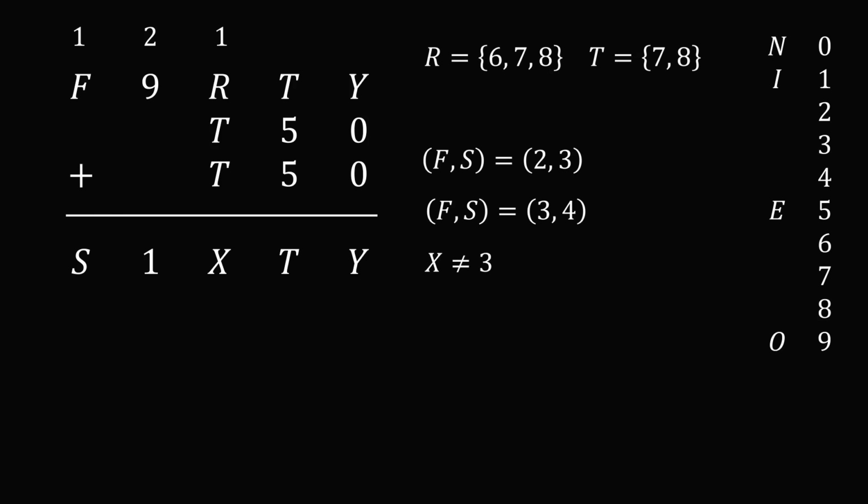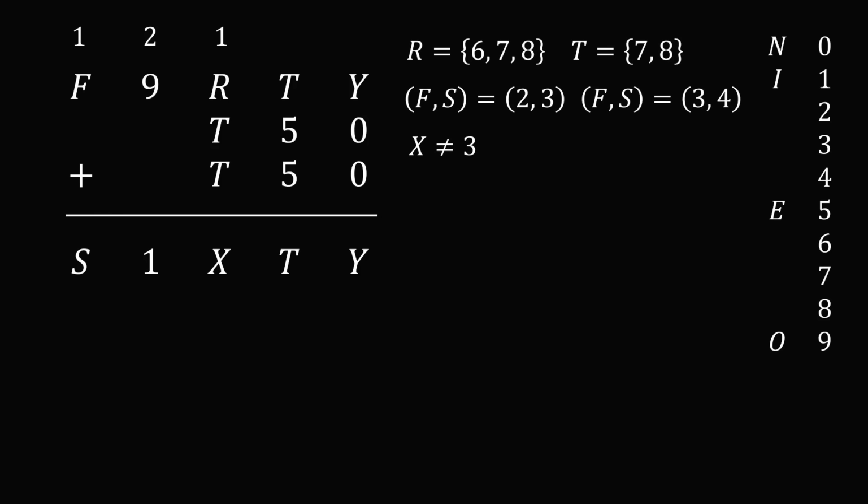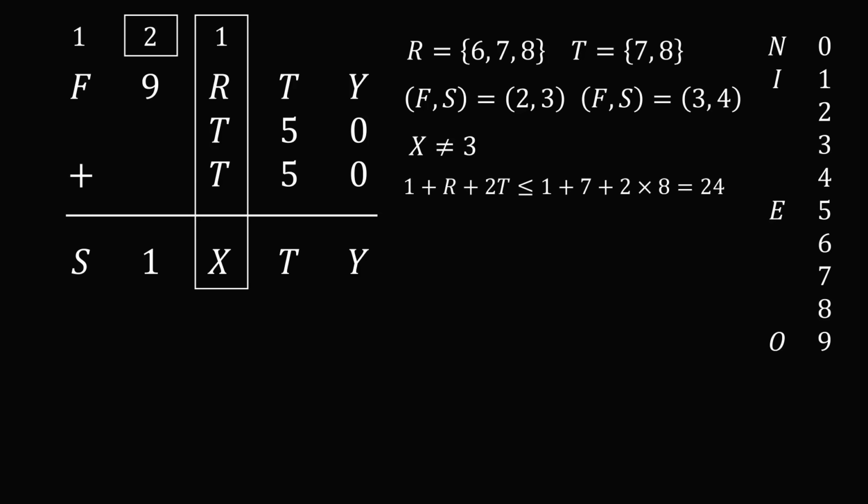So we figured out some possibilities, and now let's put it together. Let's go back to the sum in the third column. We know that we have a carryover of 2, x is not equal to 3, and we have 1 plus r plus 2t. What's the maximum value of this sum? This will happen when we take t to be the largest value, which is 8, and r to be the next largest value, which is 7. So the maximum value of 1 plus r plus 2t is 1 plus 7 plus 2 times 8, and this simplifies to be 24. So we know the maximum value is 24.